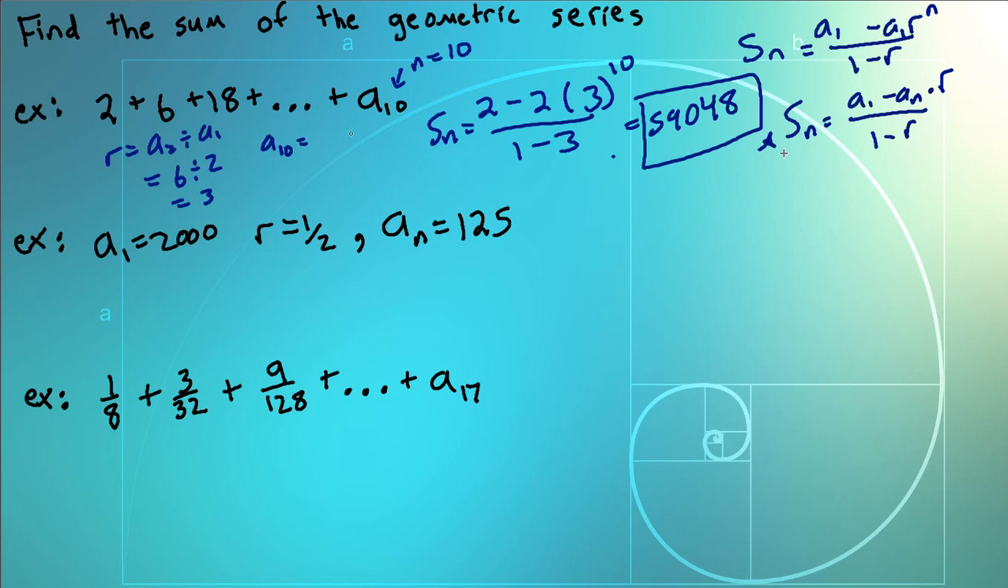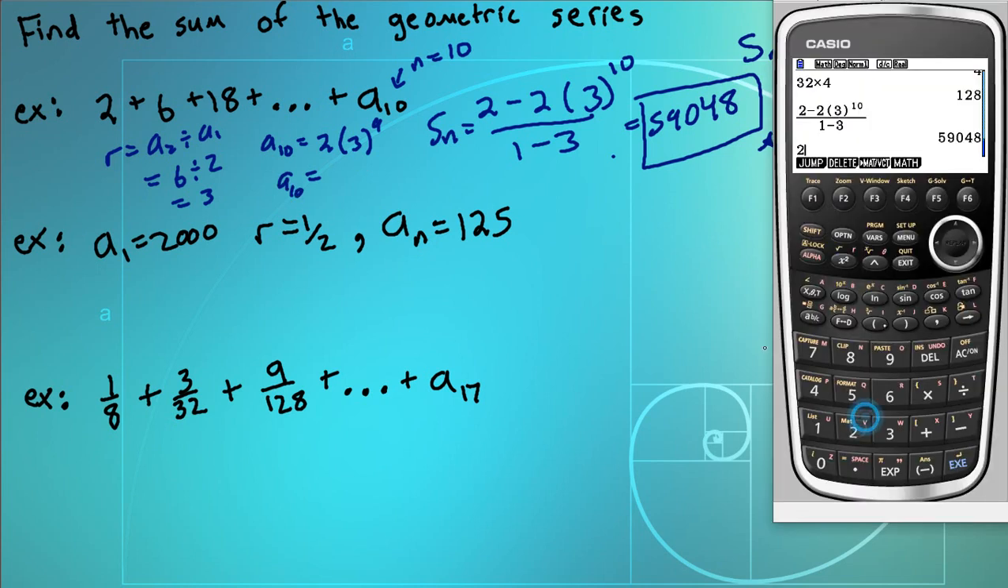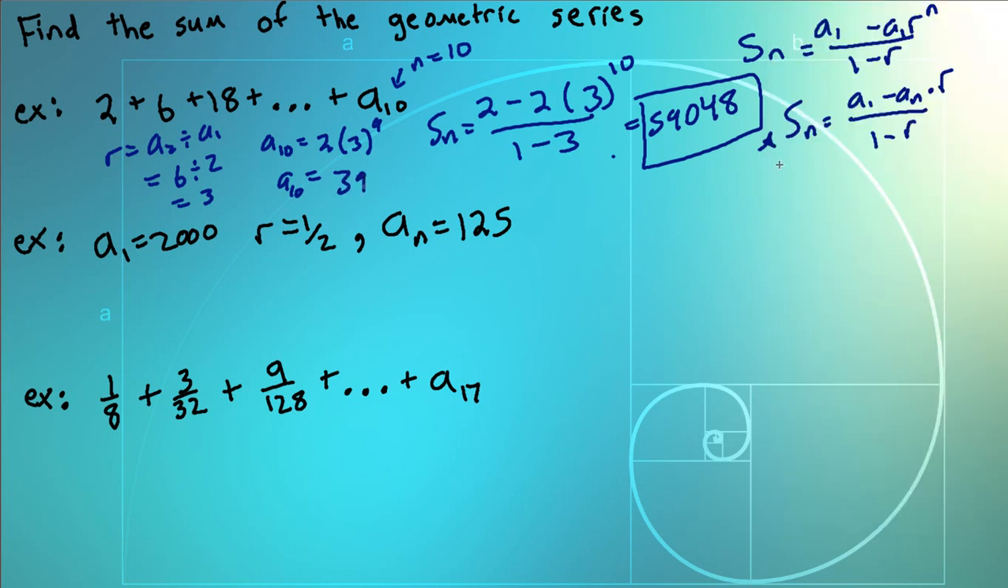Okay, now we could have used this second one if we did our other formula. A sub 10 would equal 2 times our ratio of 3 to the n minus 1, to the 9. And then we would find our 10th one. So we could have done it that way. But in the end, it makes no difference. 39,366. And so now I have the 10th term.